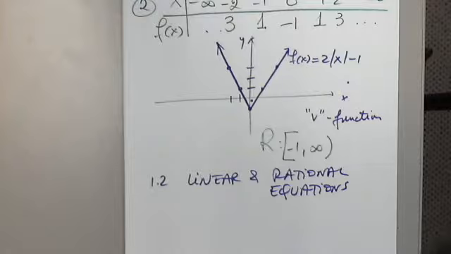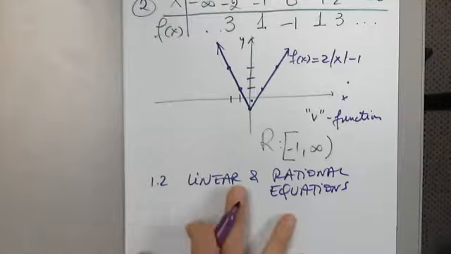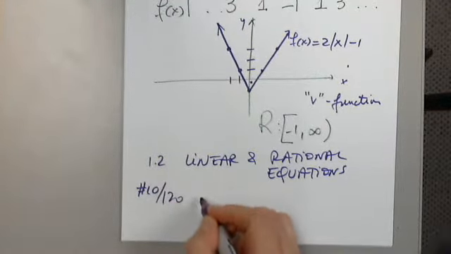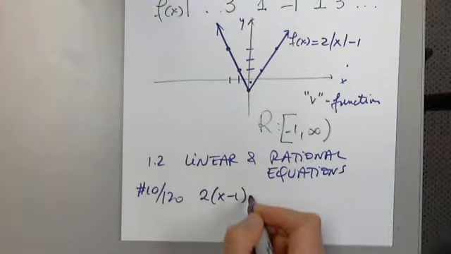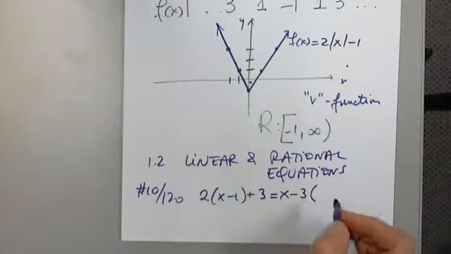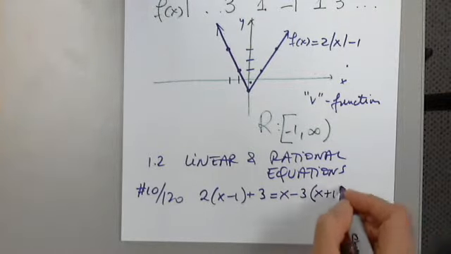Okay, so I'm going to pick a problem from your book, and let's look at problem 10 on page 120, and this is 2 quantity x minus 1 plus 3 equals x minus 3 quantity x plus 1.